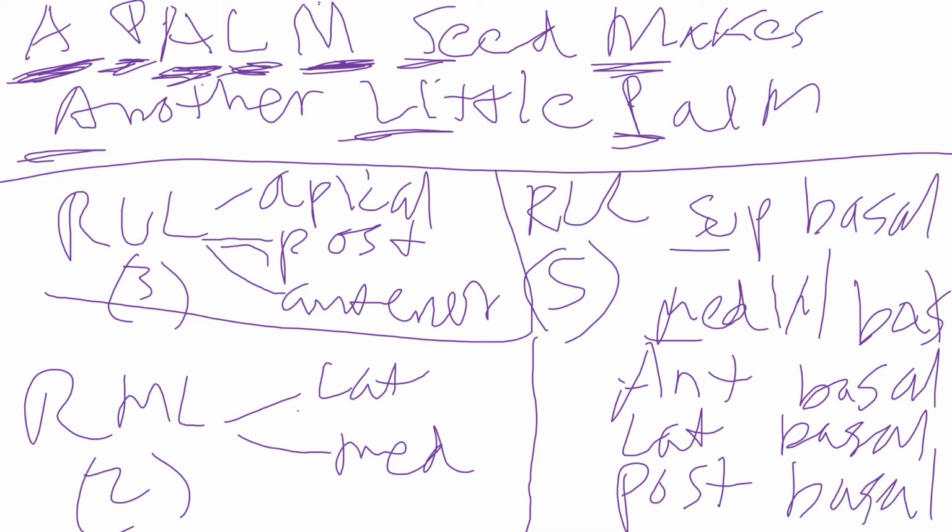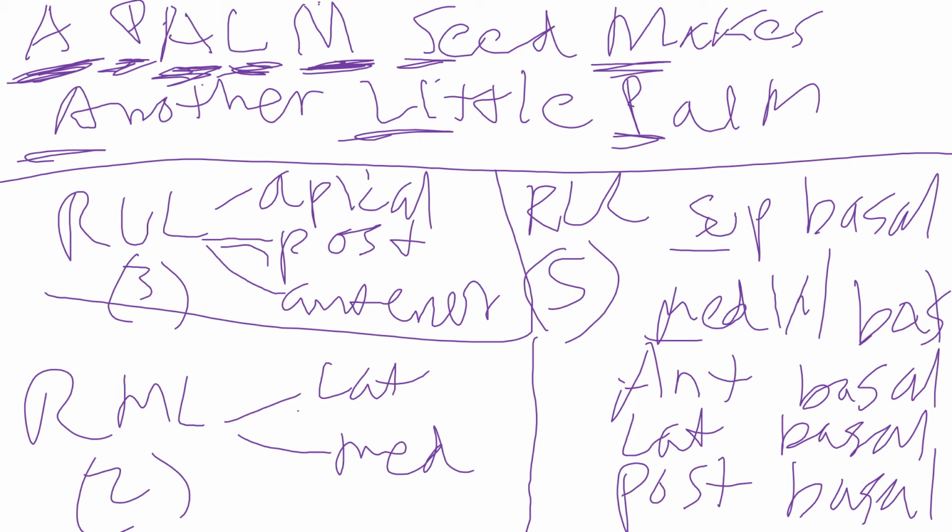So like I said, this is how I remembered it. I would be in a speedable competition and they would say, name the segments of the right lower lobe. And beforehand, you can go up there and write down whatever you want on a blank piece of paper. And I wrote, a palm seed makes another little palm in Asia Alps. And so they would ask, what are the segments of the right lower lobe?